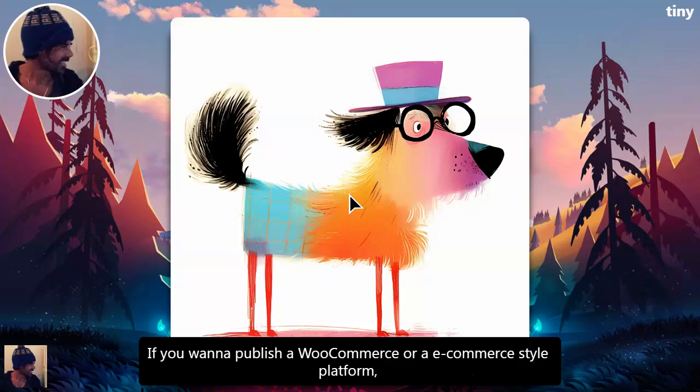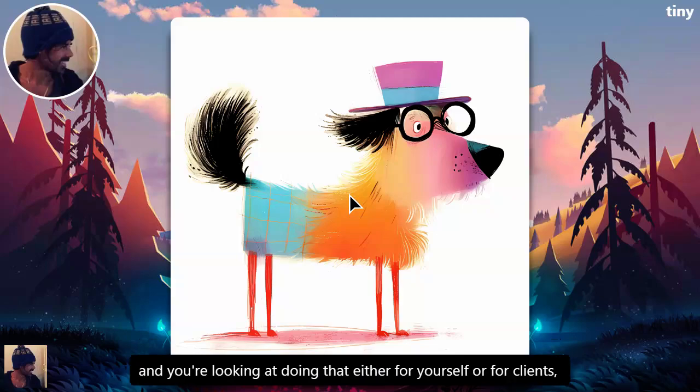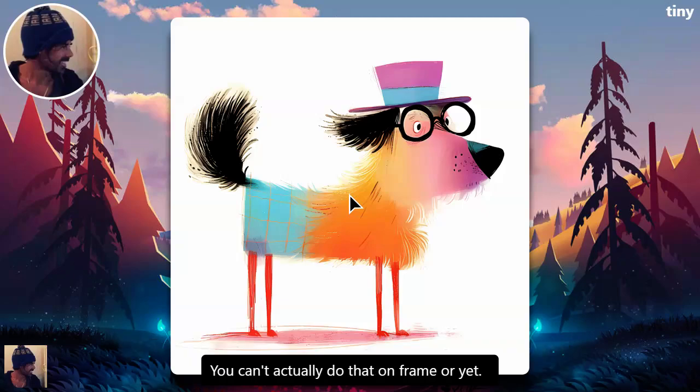If you want to publish a WooCommerce or e-commerce style platform, if you want to make money selling products, and you're looking at doing that either for yourself or for clients, you can't actually do that on Framer yet. You have to do the fulfillment process through Gumroad or Lemon Squeezy or one of these other analogs, right? You have to use a separate platform to process payments.